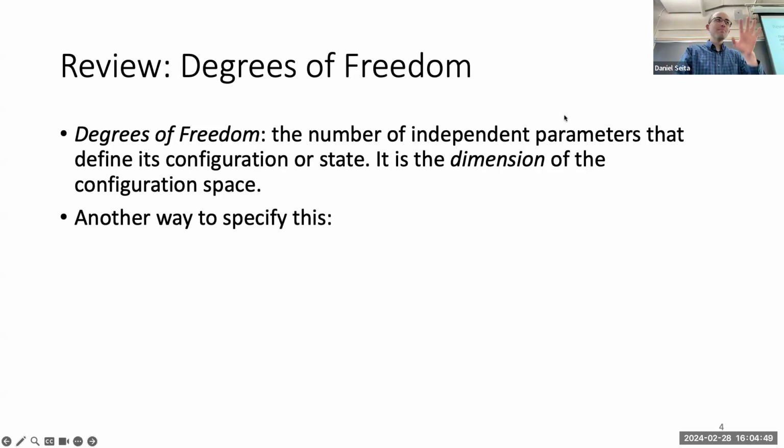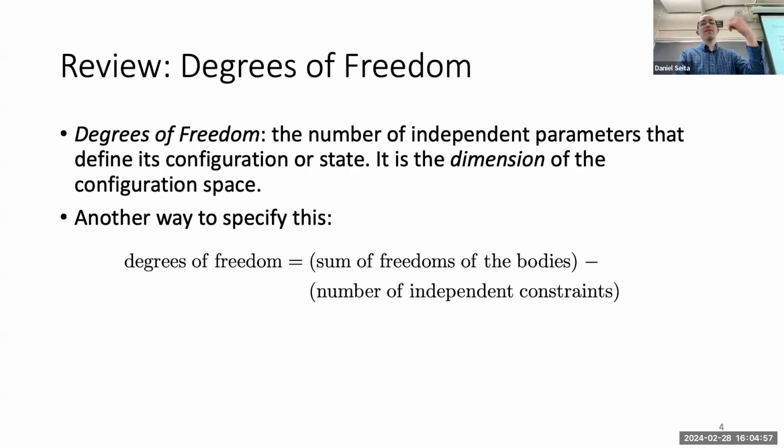A somewhat more precise way to describe degrees of freedom is the sum of the freedoms of the body minus the number of independent constraints. We talked about that last week. So this is another general way to compute the degrees of freedom. Of course, if you do this, you have to know what it means. What are all the bodies? What are all the independent constraints? And that itself can be a little bit tricky.